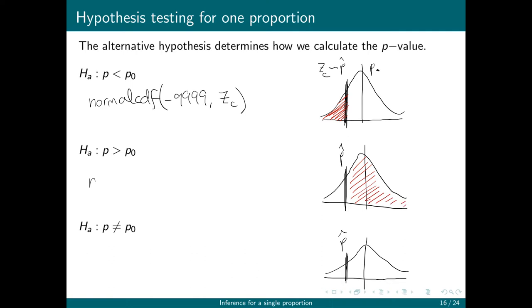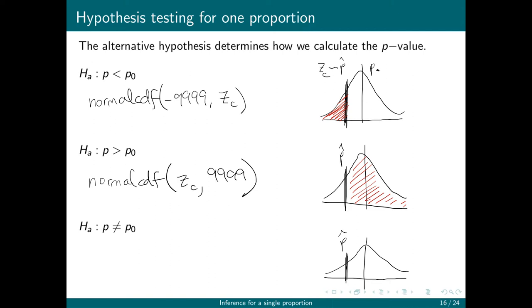So in that case, I'm going to have a normal CDF from Zc up to positive 9999. And notice that in the picture I drew, since my P hat is negative, my alternative hypothesis is probably wrong, right? Or at least, it's not probably wrong, but my sample doesn't provide any evidence for it. So it makes sense that my P value is actually going to be pretty big.